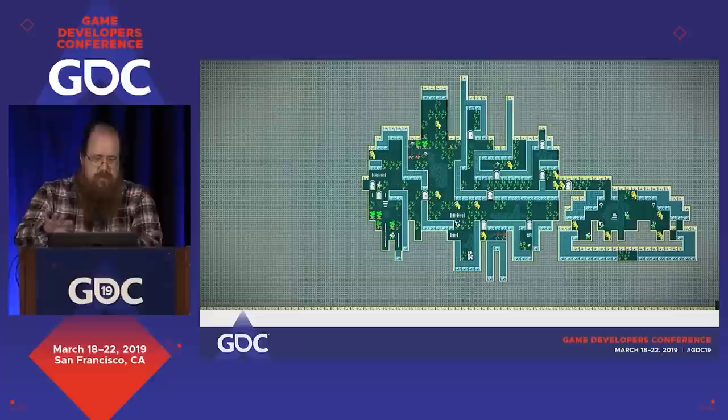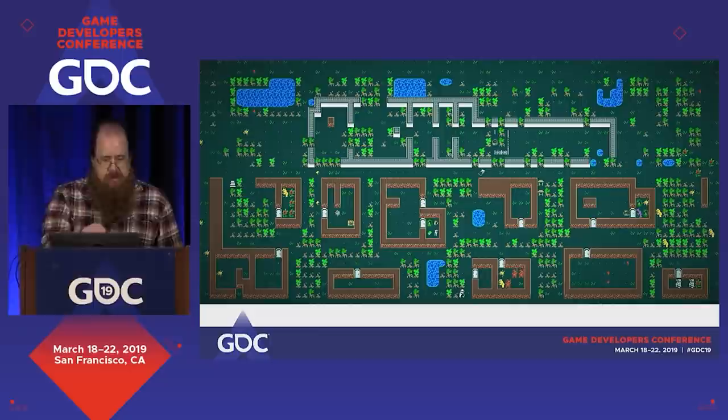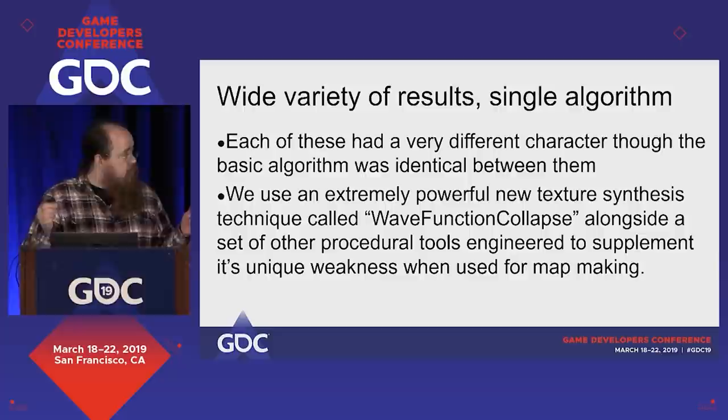And here we have a little town. We've got maybe a big ruined civic structure up north, and in the south we have a bunch of rectilinear village buildings adjacent and laid out along a nice forested path. So these are a wide variety of results, but they're a result of a single algorithm.